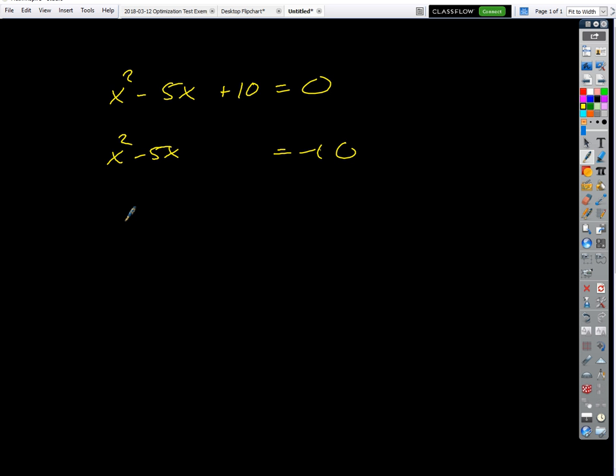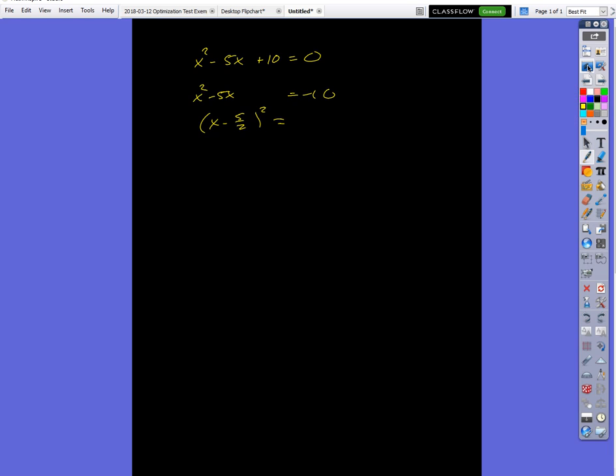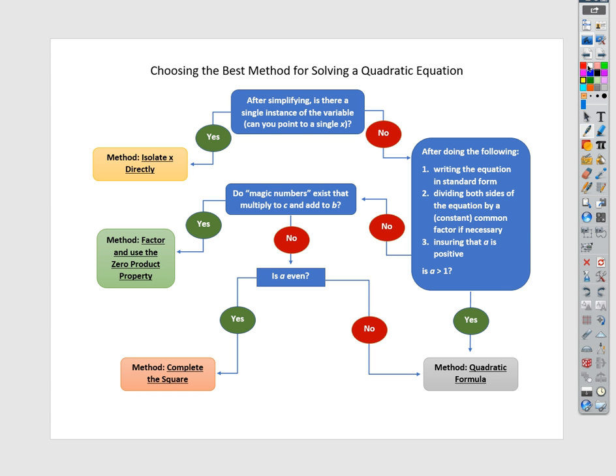Look, I'm going to end up with fractions, which means I'm going to have to add a fraction here and a fraction there. Not that you can't do it, but it starts to become a bit of a hassle. So if you're going to get fractions anyway, why not just use the quadratic formula? Does that make sense? Okay. So if it's even, great, complete the square. If not, quadratic formula. Make sense?